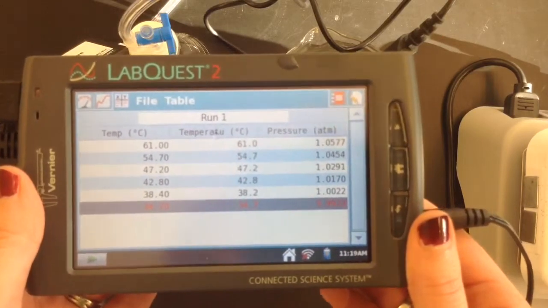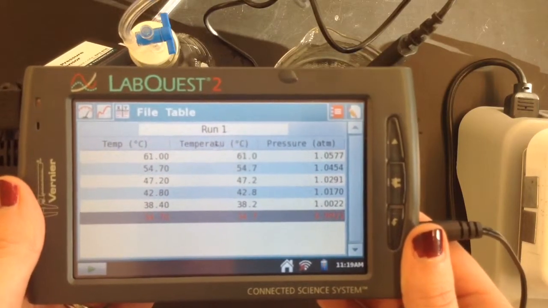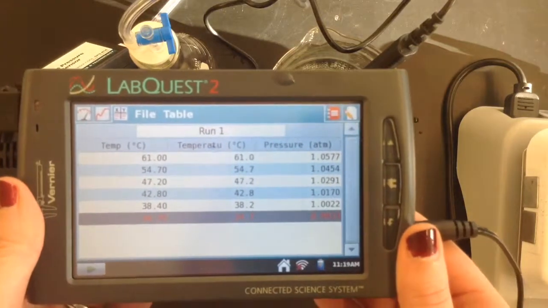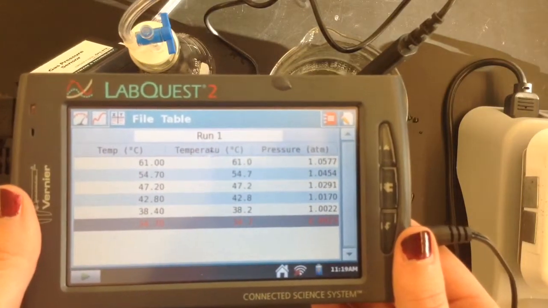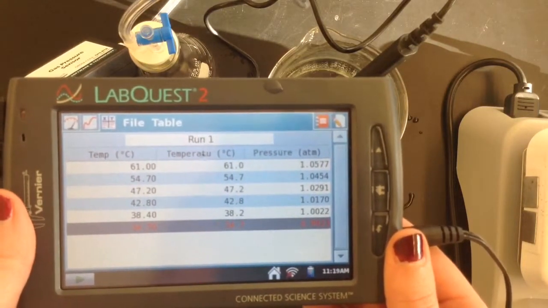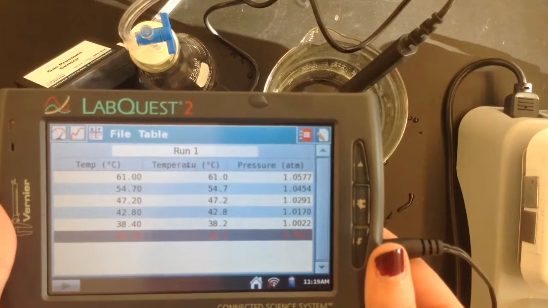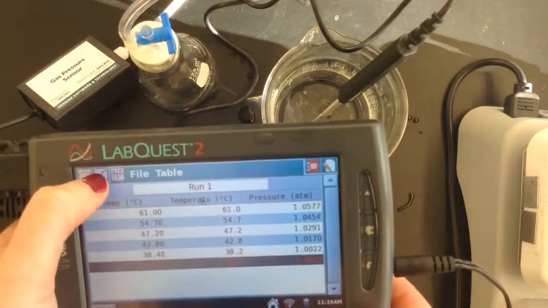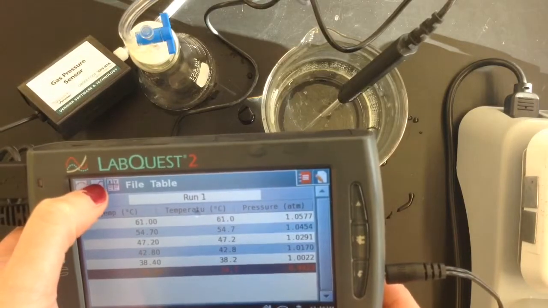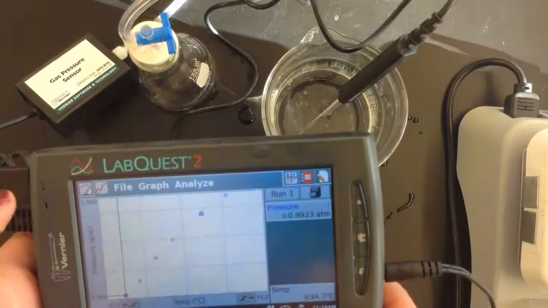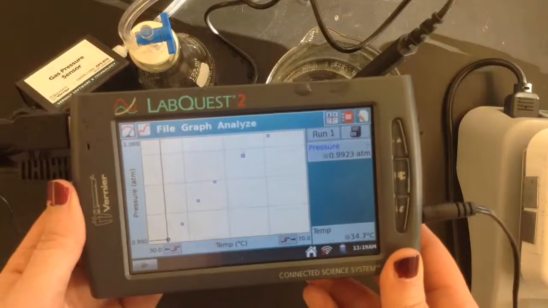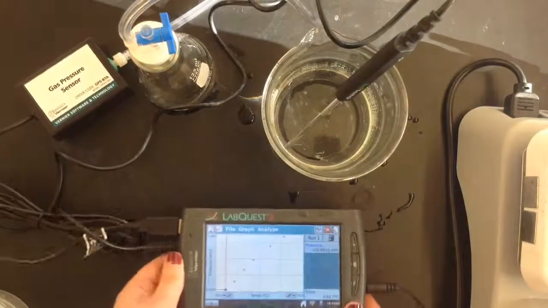That last pressure is 0.9923, and the last temperature is 34.7. It's kind of hard to read. Okay, so you should be able to sketch the graph and copy in the data table. That way you have both. Don't forget to make some observations as well.